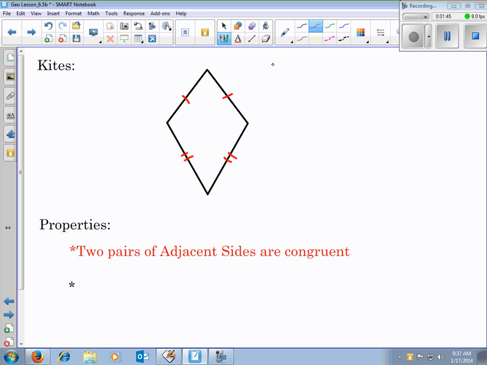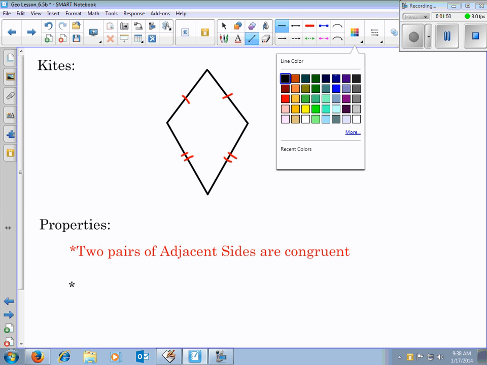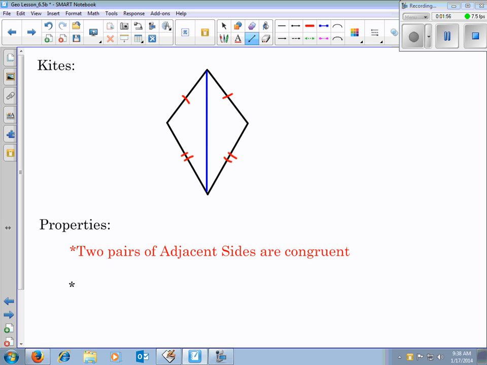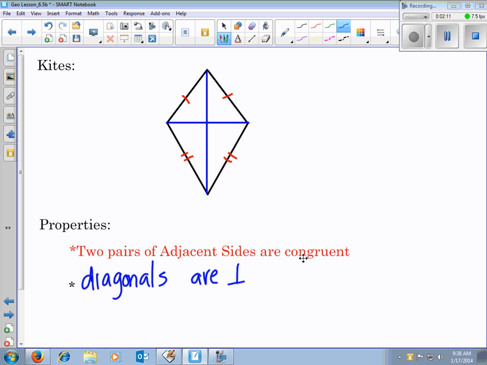Now, something else I need to know about a kite is that if I were to put in some diagonals, notice that almost every single section has to do with diagonals lately. I have a diagonal here and a diagonal here. Now, if this is a perfect kite, then my diagonals are perpendicular. Now, remember, our other shapes that have diagonals that are perpendicular were our rhombus and our square.